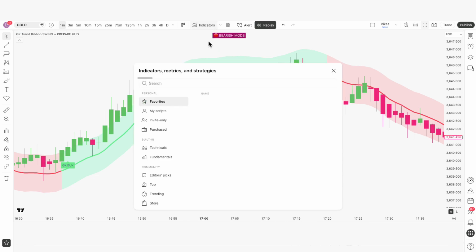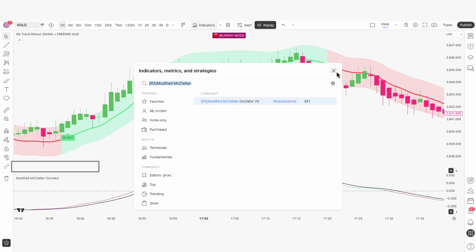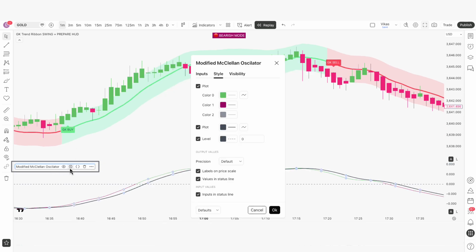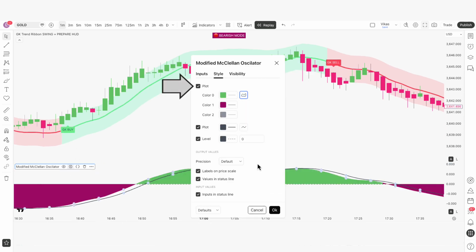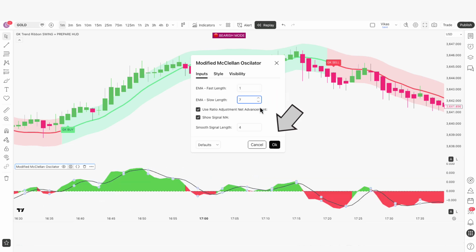Let's open the Indicator Search tab and search for the Modified McClellan and select this one called Modified McClellan Oscillator Indicator, created by Ricardo Santos. Now let's access the settings of this indicator so we can modify it to suit our strategy. Change Plot Option from Line to Area and change the color. And then change Fast Length from 19 to 1, and change Slow Length from 39 to 7, and here everything is fine after that.